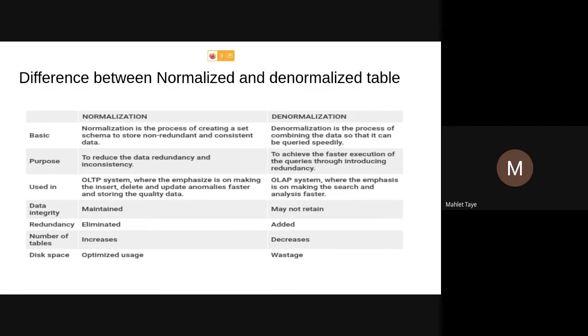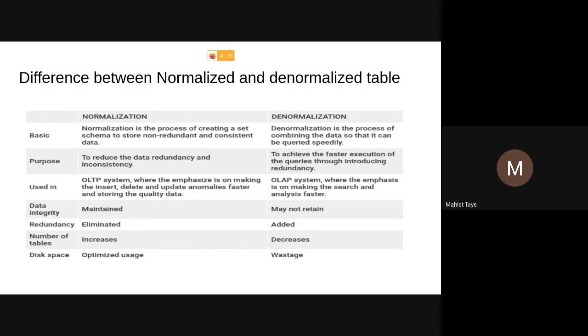When we come to normalized and denormalized tables, as we went through in the introduction, normalized data are stored in a database and denormalized data are stored in what we call a data warehouse. So normalization is a process of reducing dependency and redundancy from data. Its basics explain that this is a process of creating a set of schemas to store non-redundant and consistent data, so you don't lose data.